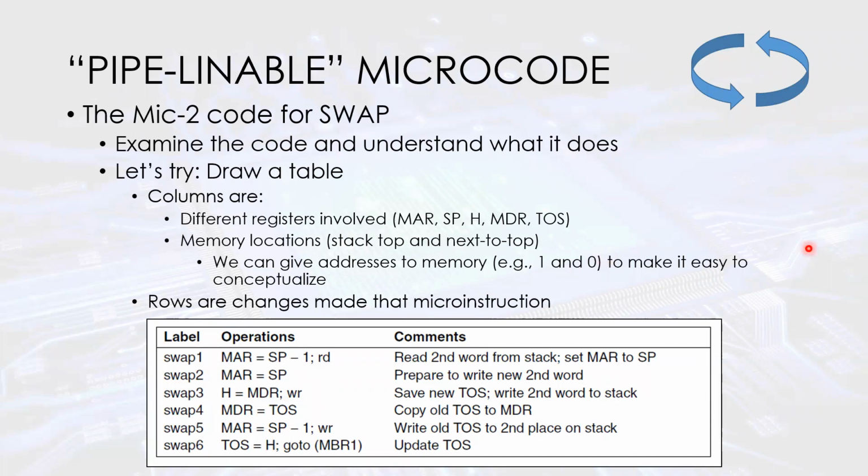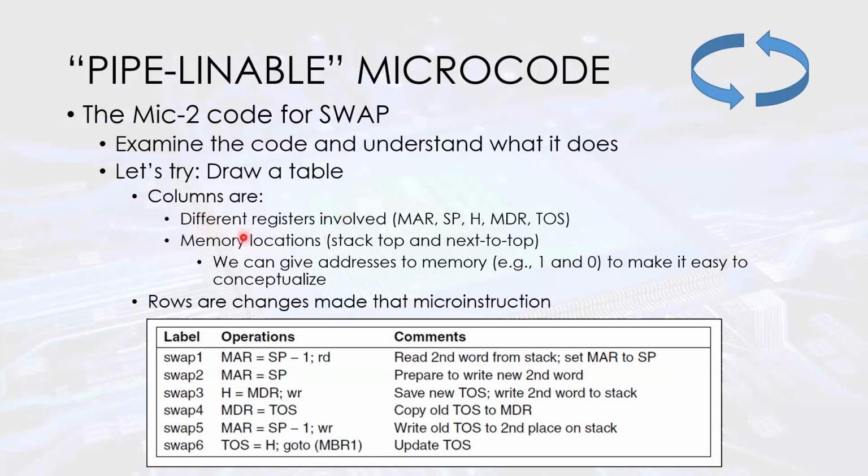Okay, so let's look at an example now. We have broken down microinstructions on a non-pipeline example. So let's actually look at the swap microinstructions. If we look at swap, you can see that we have 6 microinstructions. What we're going to do is examine the code, see what it does, and in order to do that, I like to draw a table. So we're going to walk through that.